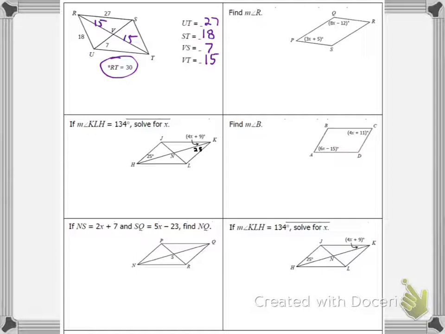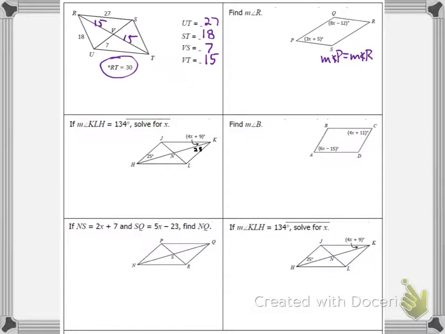The top right, where I need to find the measure of angle R. I know angle R is the same as angle P, so if I can find X and substitute it back in to then find what angle P is, I can find angle R. So we'll make a note of that. The measure of angle P is equal to the measure of angle R.